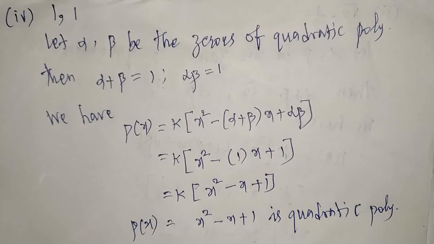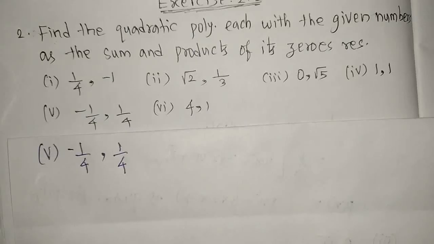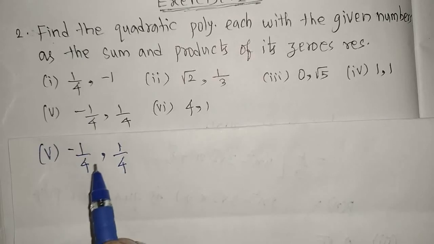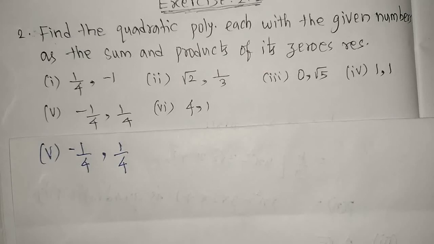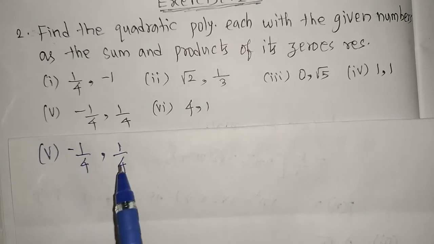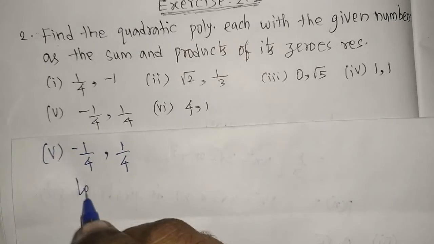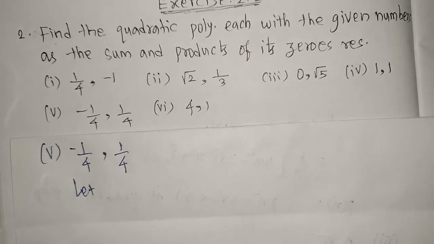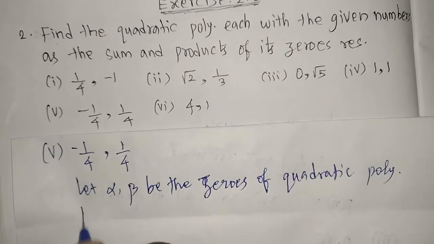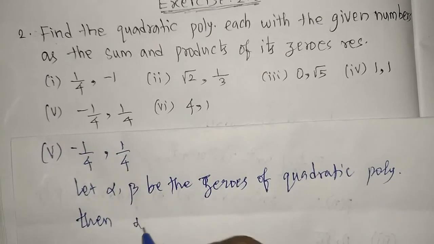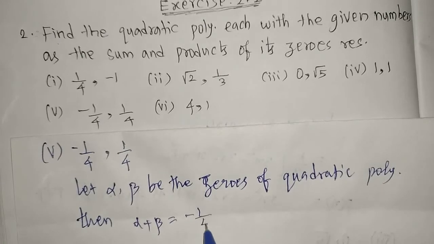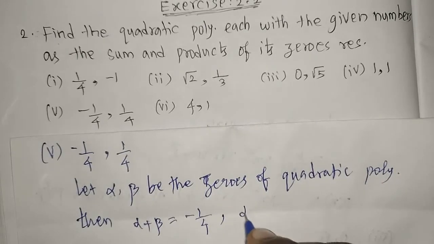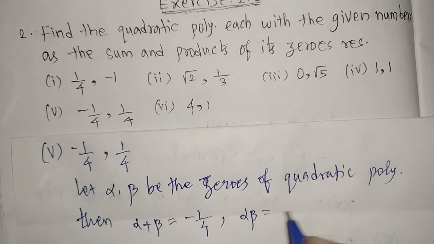The fifth one is very important, so listen carefully. Fifth one, minus 1 by 4 comma plus 1 by 4 is taken. So I'm going to take this as the sum of zeros and the product of zeros. So we take alpha and beta as the zeros of the quadratic polynomial. Then alpha plus beta is equal to minus 1 by 4, the sum of zeros written here, and the product of zeros we have is plus 1 by 4. Okay, my dear.